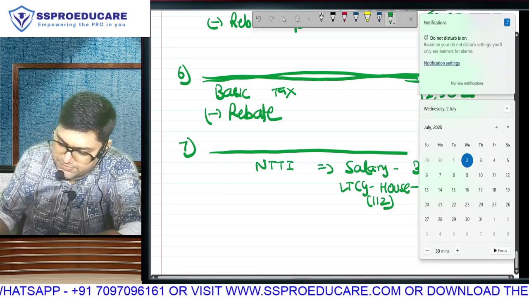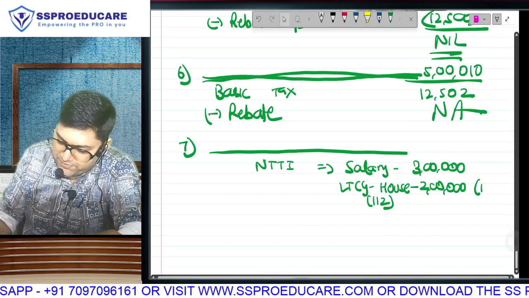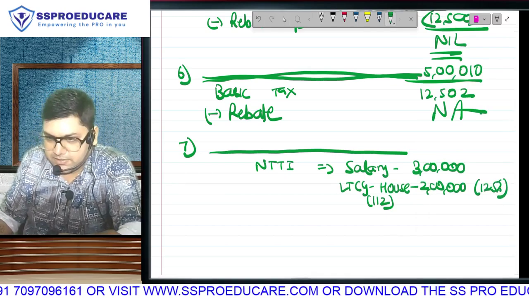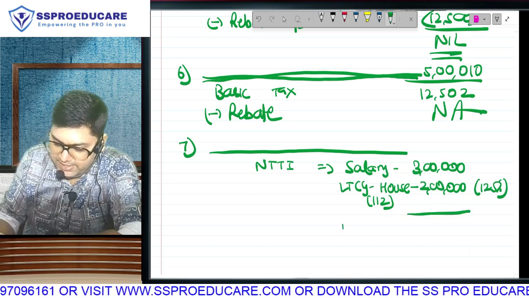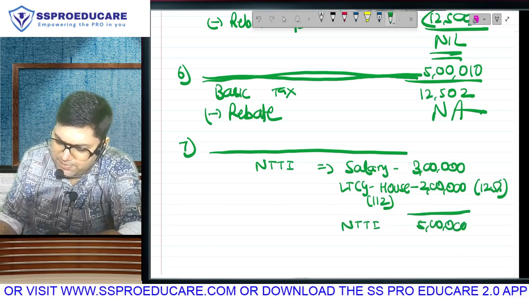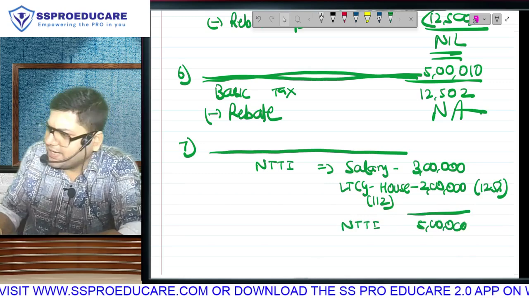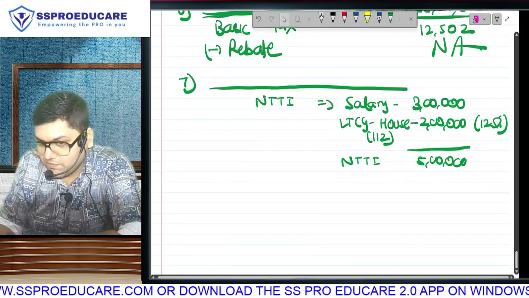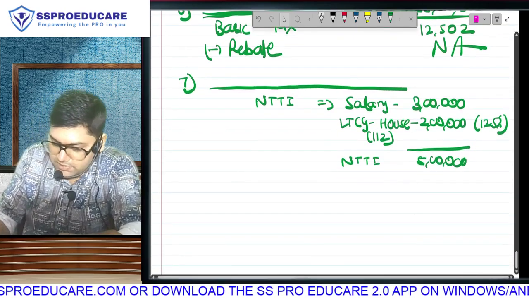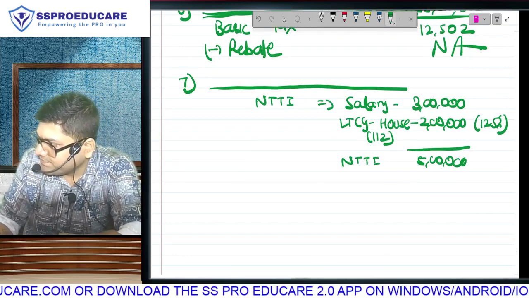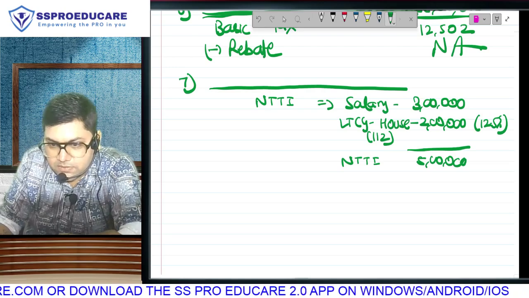is 12.5%. Special rate. Okay. So what is your net taxable total income? 5 lakh. Am I eligible for rebate? Yes. Resident individual, income is exactly 5 lakh. But we don't calculate rebate first. What do we calculate first? Basic tax. So, can we calculate tax as per slabs on 5 lakh? No. What do we have to do?